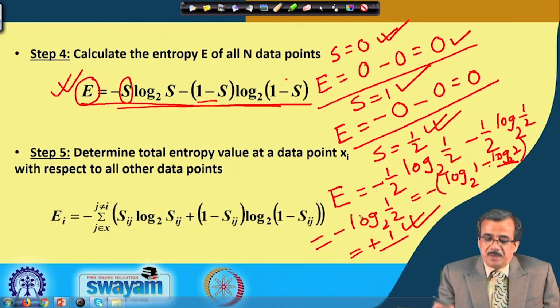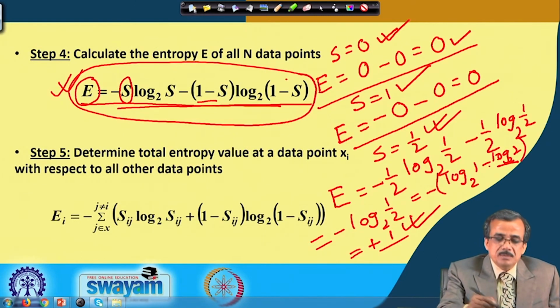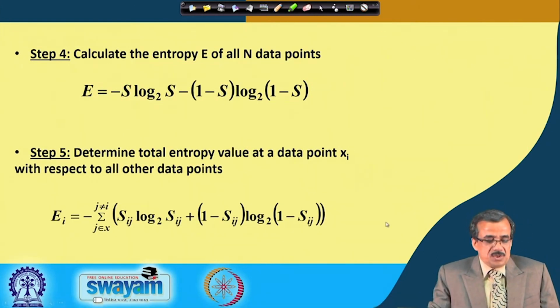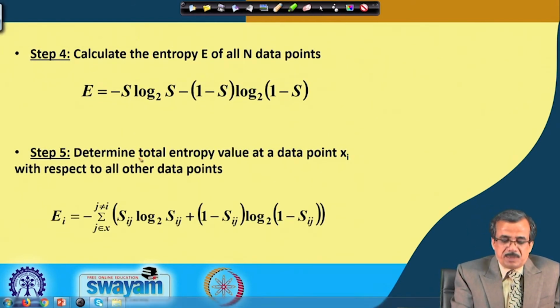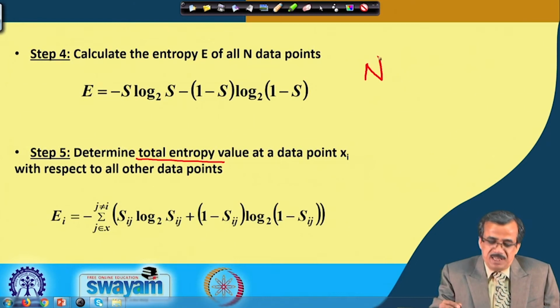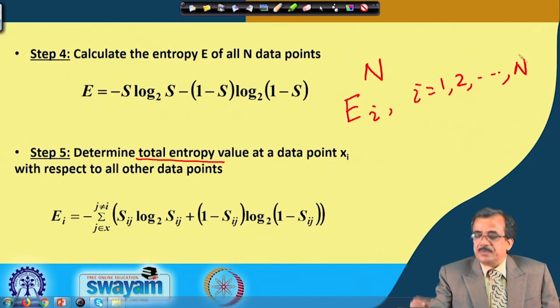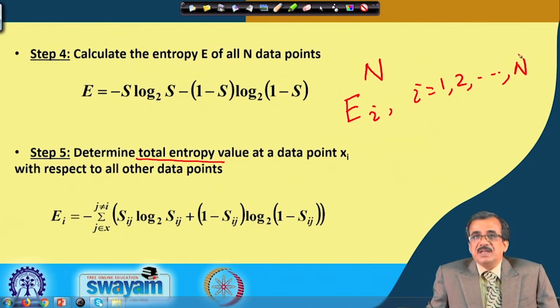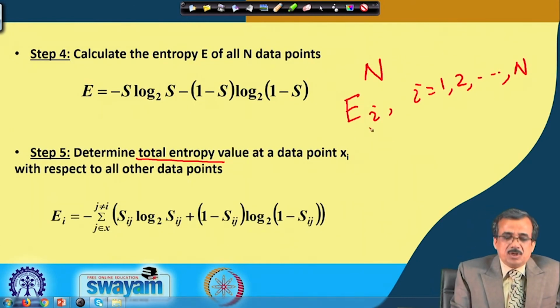So, based on this particular philosophy, this relationship has been derived. And once you have got this, we are now in a position to find out the total entropy for each of the data points. Now, we have got capital N number of data points. So, for each of the data points, I will be able to find out E i, where i varies from 1 up to N. So, for all the data points, I will be getting the entropy value. And to calculate the total entropy, this is the expression which I will have to use.